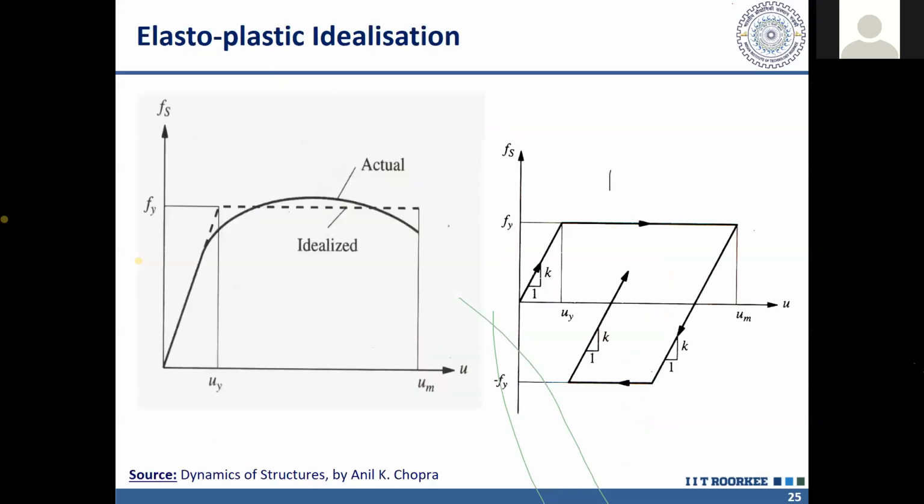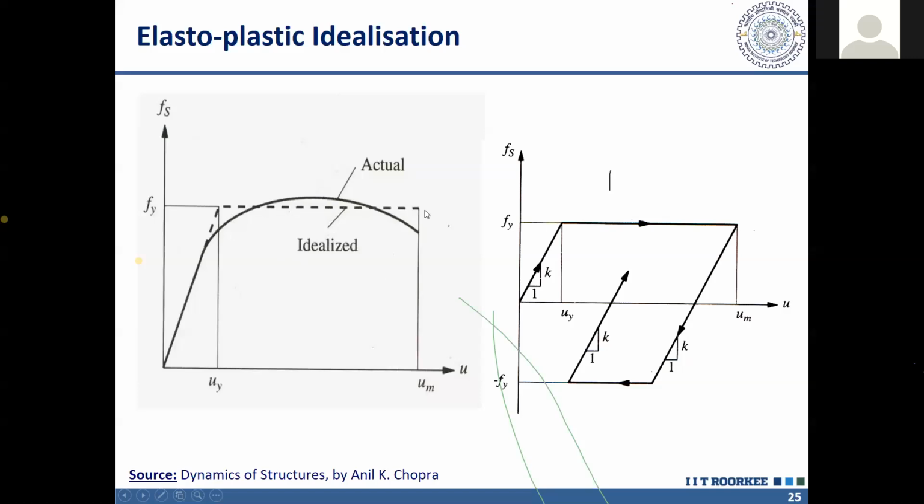Then coming to the behavior of an inelastic structure, we have a typical behavior of an inelastic structure like this. We represent this by an equivalent bilinear curve. And the most ideal behavior is where we get a flat line like this. But it may not always be flat. Depending on the behavior, it may have a positive slope, it may have a negative slope. When it has a positive slope, we call it strain hardening. When it has a negative slope, we call it strain softening.